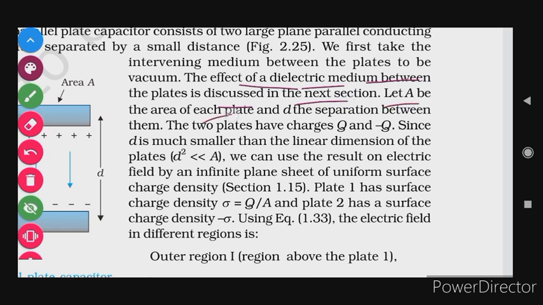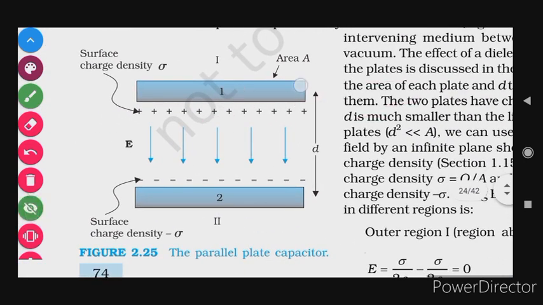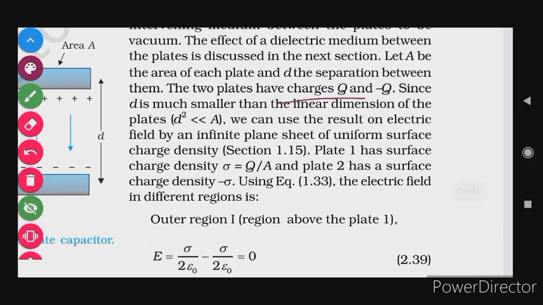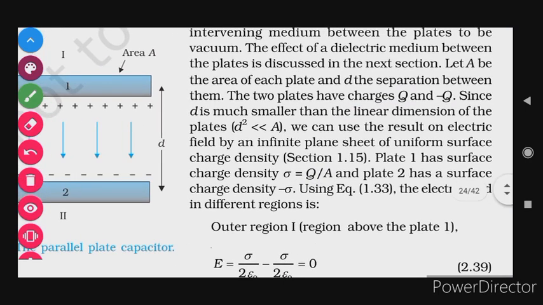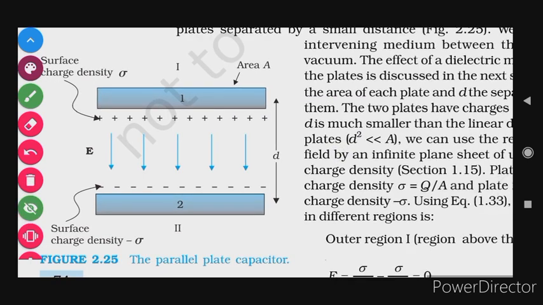Let A be the area of each plate and small d the separation between them. So the area of the two plates is capital A. They both have the same area, and the separation between them is small d. Now the two plates have charges +q and -q, just as we saw in the previous video. This plate will have plus q charge and this will have minus q charge, and the surface charge density of this will be sigma, and this is minus sigma.